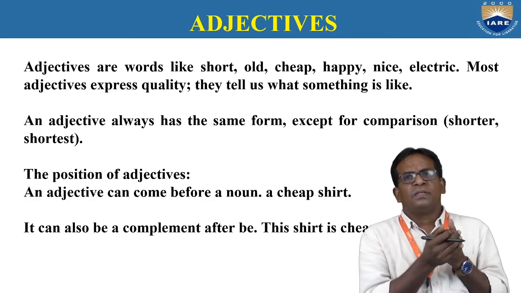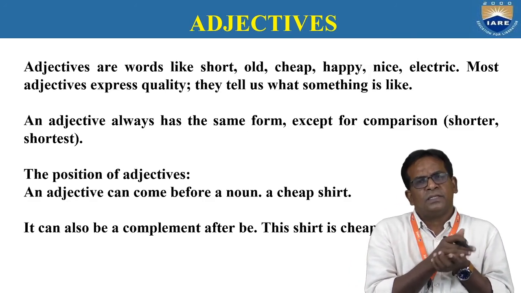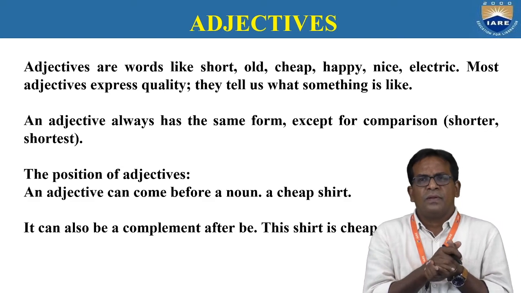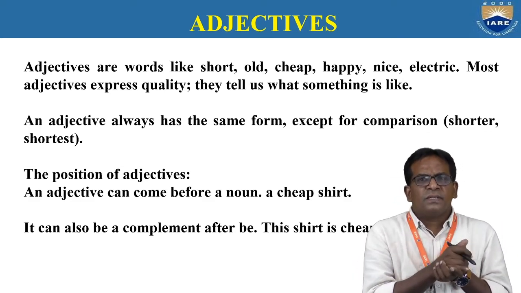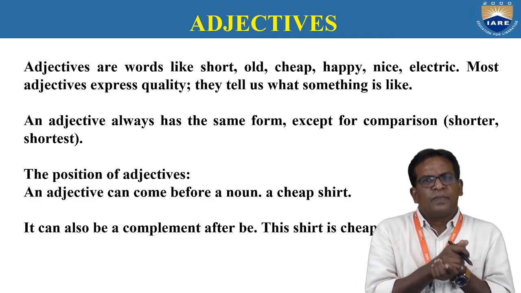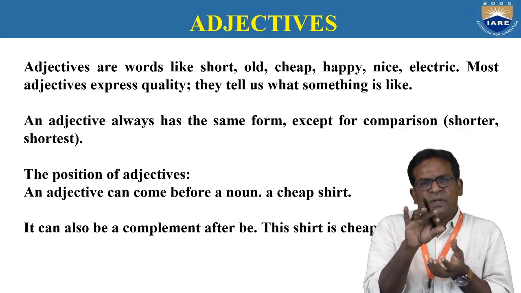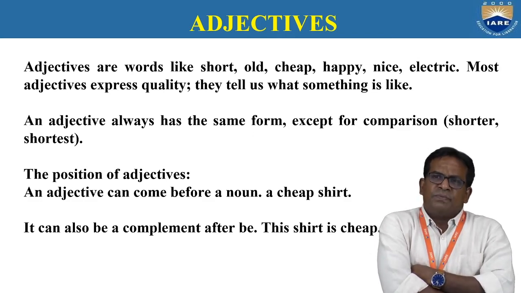Some adjectives express quality, and some adjectives express position. What is position? An adjective can come before a noun. Usually, we use adjectives before nouns. A cheap shirt.